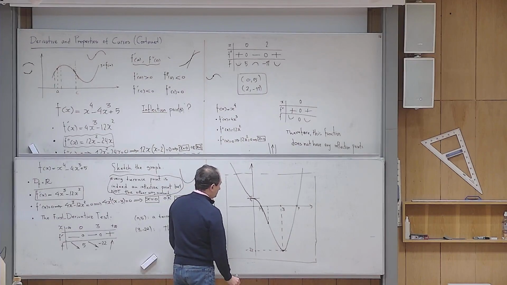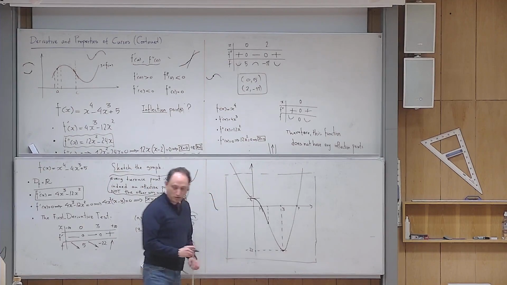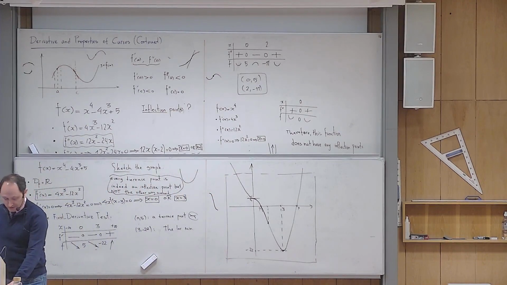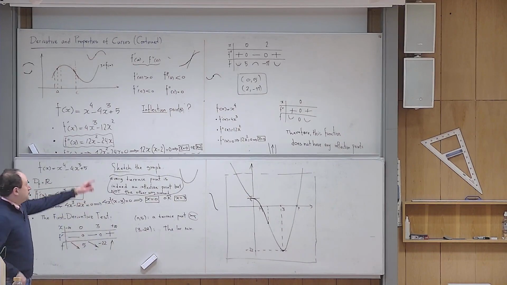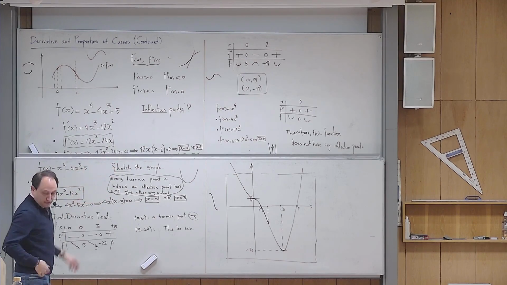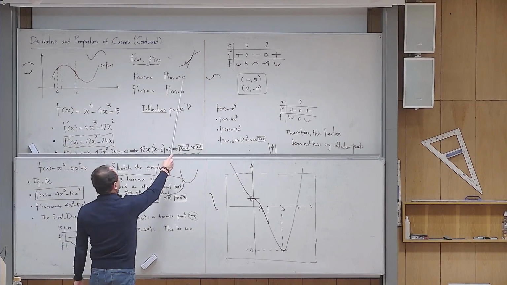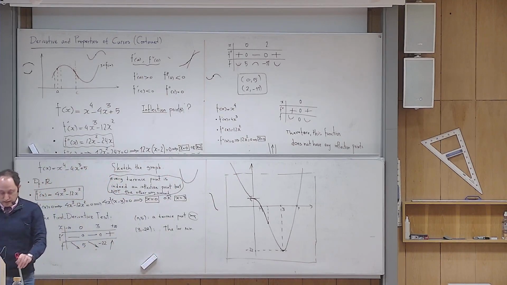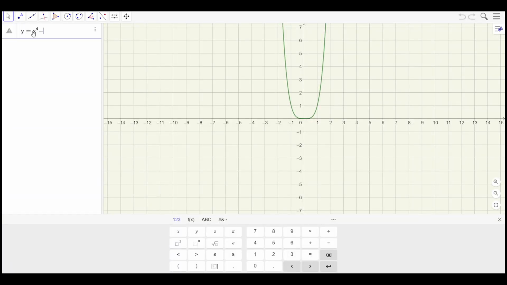So it is a good idea to see it using GeoGebra to see how it looks. Our prediction is that (2, -11) is actually another inflection point, so we should see this kind of property around that point. Let us check it using GeoGebra. 4x to the power of 3, and then plus 5. So we more or less did a good job here.